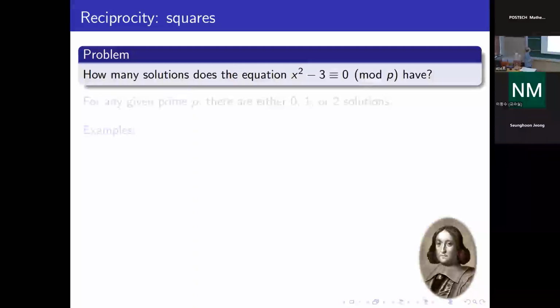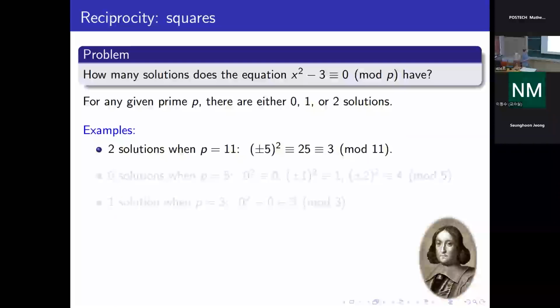So the first problem is how many solutions does a quadratic equation have modulo a prime number p? So for example, x squared minus 3. It's not hard to see. You might learn about that in undergraduate number theory. You usually have 0 or 2 solutions, or exceptionally you can have 1 solution.